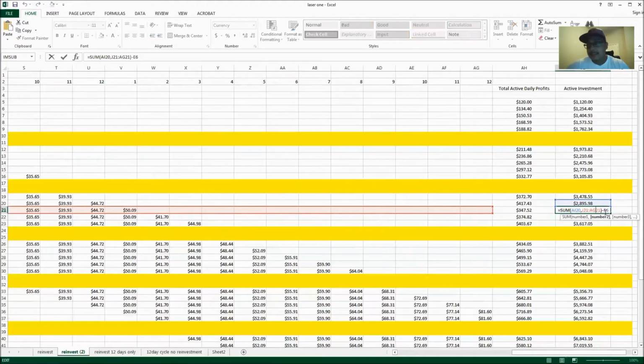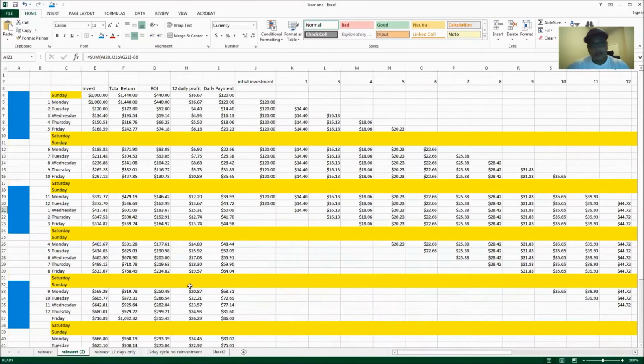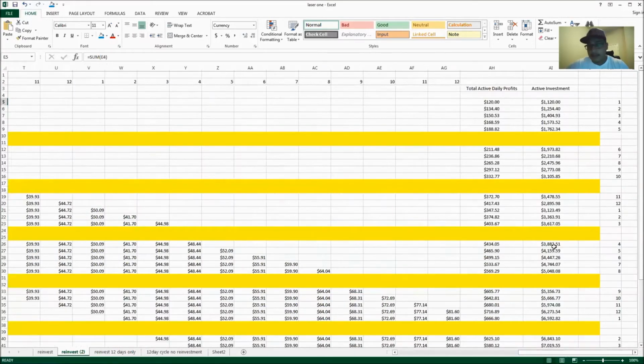and then you do minus sale E6. So E6 is right here. Oh no, I have to go one up, my bad. Right here. You see how right here it goes up and just keeps going up, it keeps going up. On a 12 day, if you see here on the 12 day, it goes down.